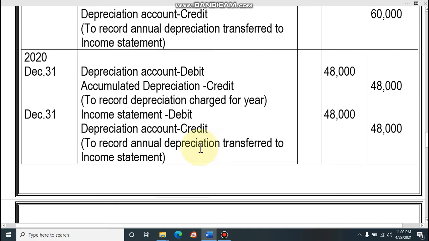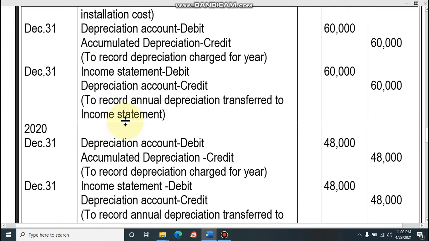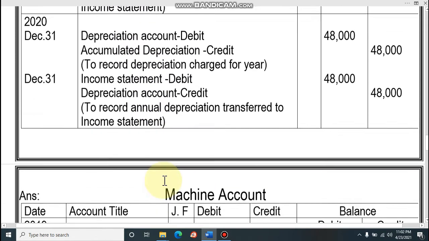Dear student, whether it is the straight line or the reducing balance method, the journal is the same. Look at this year's journal and last year's journal, it is the same.